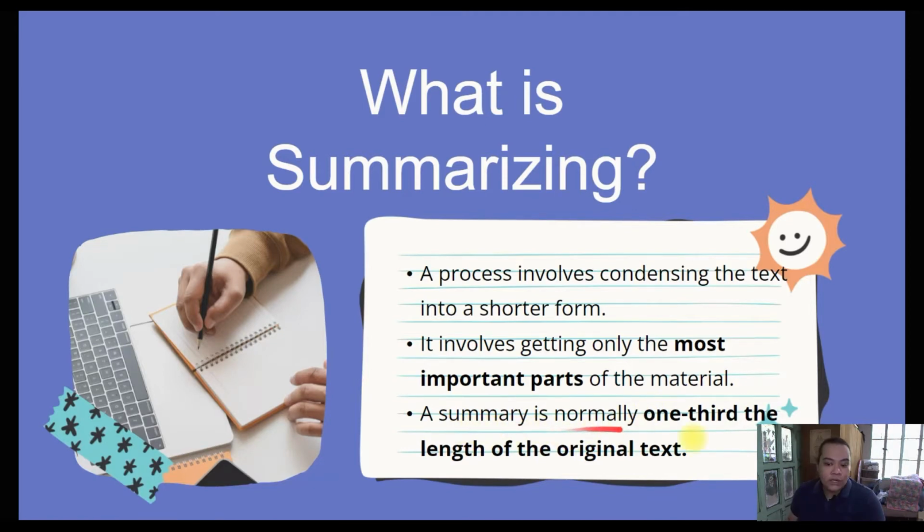A summary is normally 1/3 the length of the original text. A lot of my students in the past, they feel pressured when we say 1/3 the length. Remember that this one-third the length does not mean 1/3 the length in terms of words or characters. Just because an original text has, let's say, 150 characters or 150 words, that doesn't mean that the summary only has to have 50 words or 50 characters. It's a misnomer or a misinterpretation.